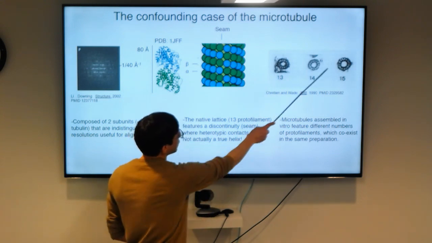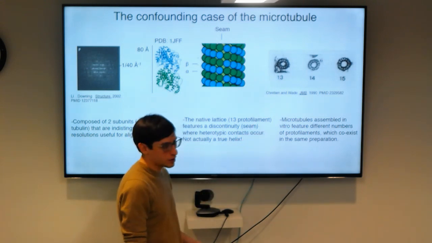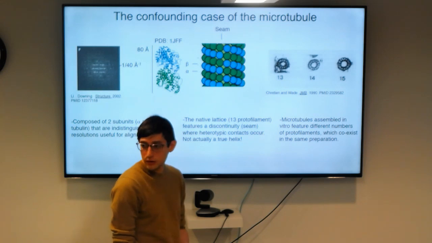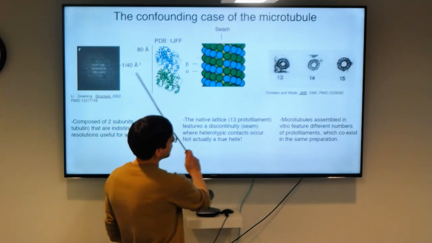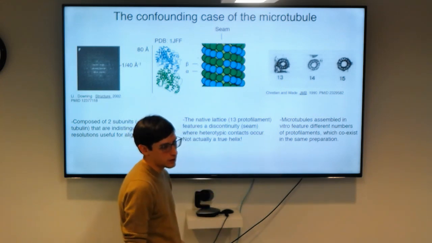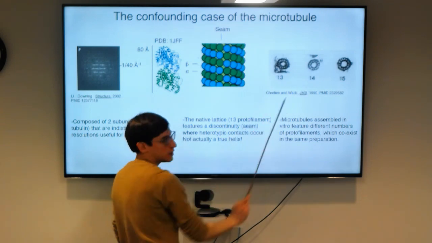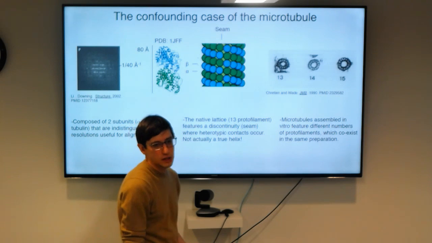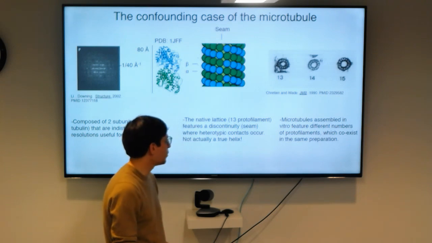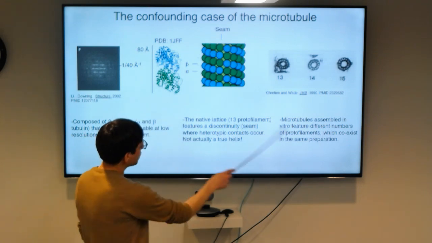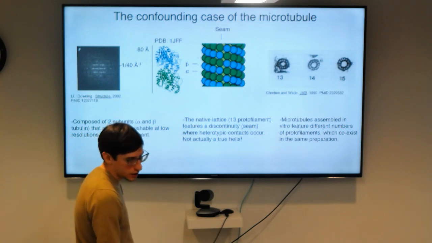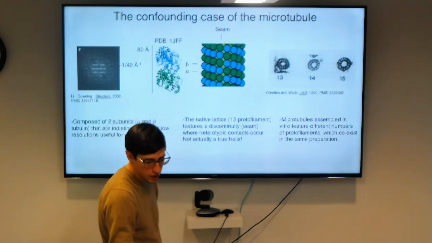You actually get mixtures with different numbers of protofilaments. This is just a thin EM cross-section of a preparation of microtubules where you can see you get 13, 14, 15, 11, 16. You get a lot of different arrangements. So you have to somehow sort all of this out if you ever want to get a high-resolution structure of a microtubule.